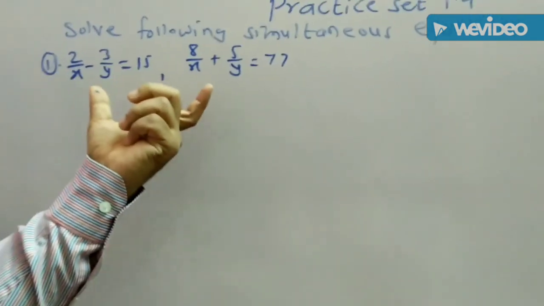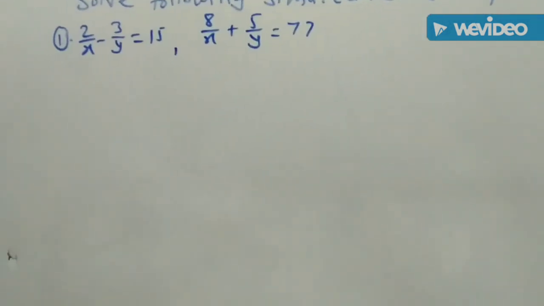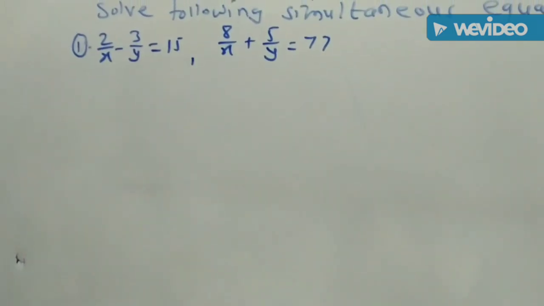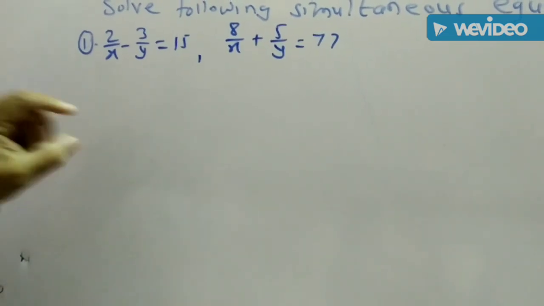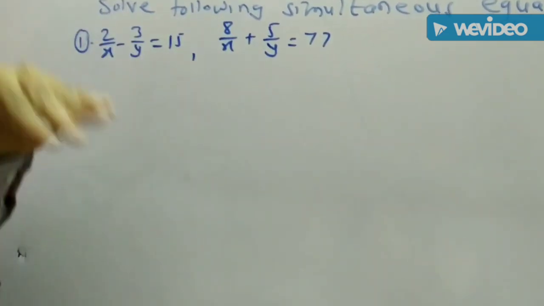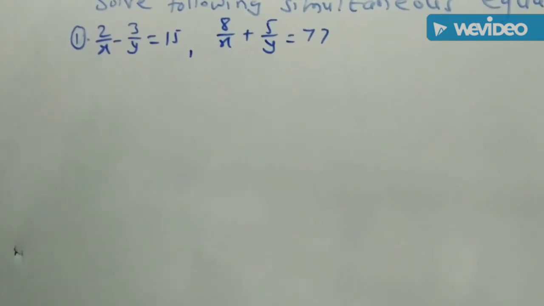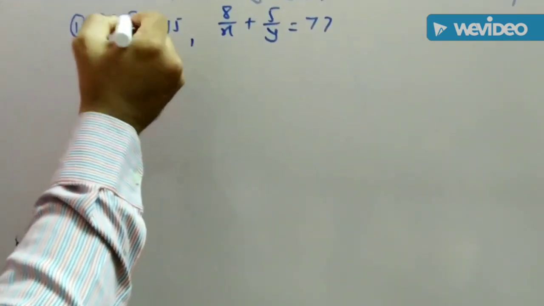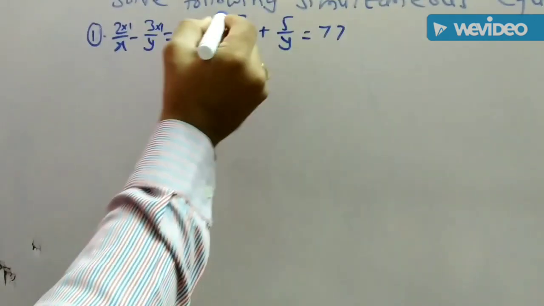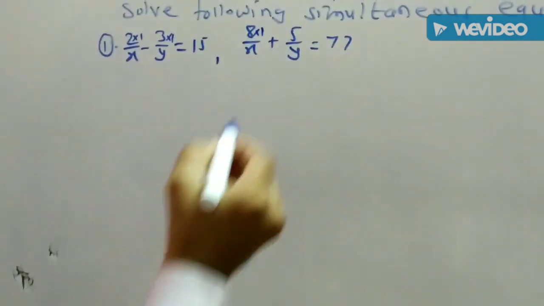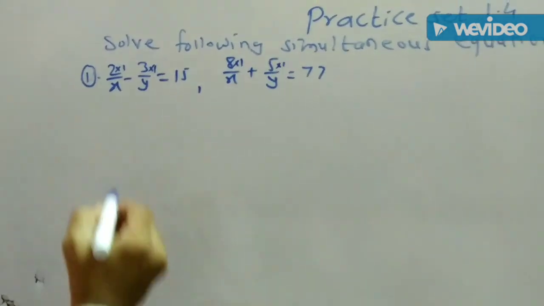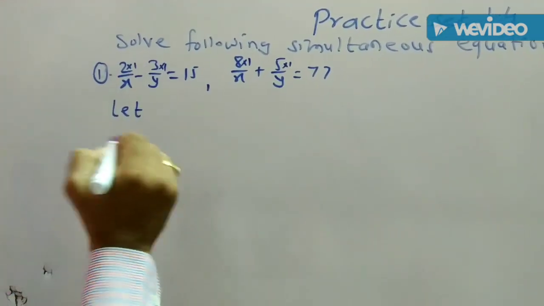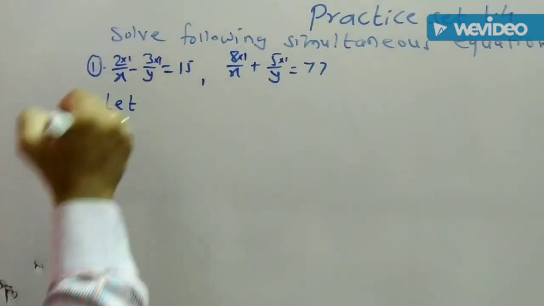If we see these two examples, these are not linear equations in standard form. Firstly, we have to write these equations in standard form. For that, we have to substitute new variables instead of the given variables and convert them into linear equations. Here 2 upon x means 2 into 1 upon x, minus 3 upon y means 3 into 1 upon y. Similarly, 8 upon x means 8 into 1 upon x, 5 upon y means 5 into 1 upon y, and therefore to convert this non-linear equation into a linear equation, we substitute the new variables.